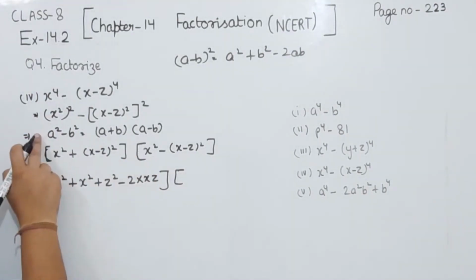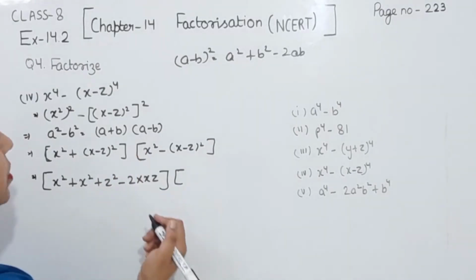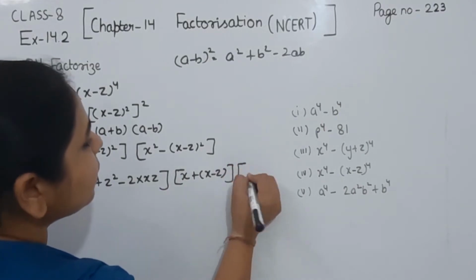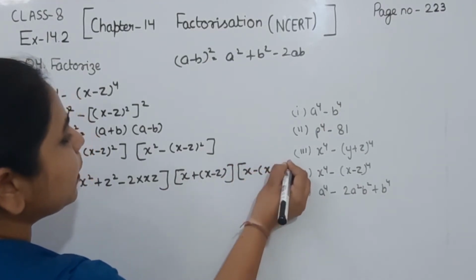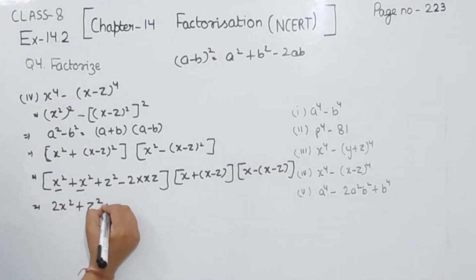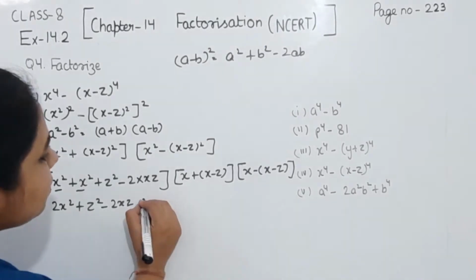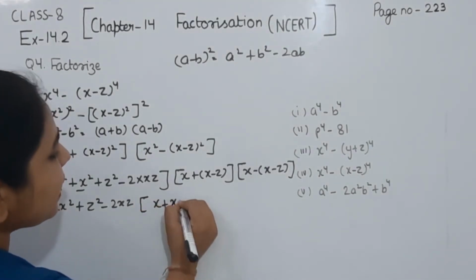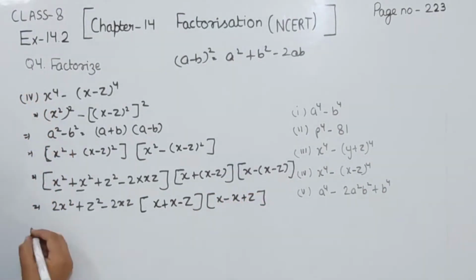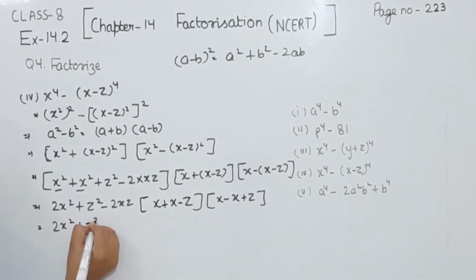Now here I'm going to use the same formula, a square minus b square. So this one we have a plus b and a minus b. Now x square plus x square we have 2x square plus z square minus 2xz. This one we have when we solve the bracket. Now I'm going to solve this one. So this one we have x plus x minus z, and this one we have x minus x plus z. Now this is 2x square plus z square minus 2xz. This is the first term we have.